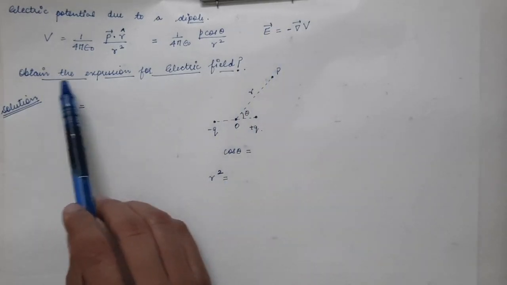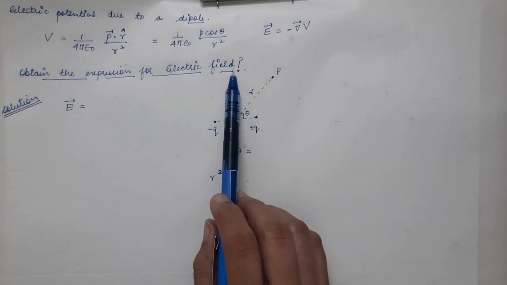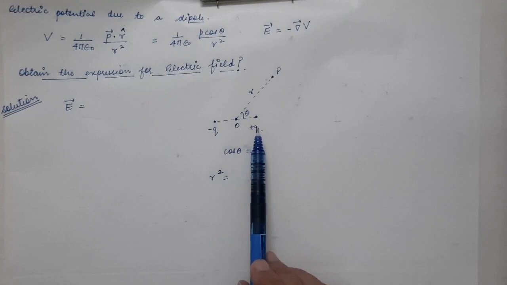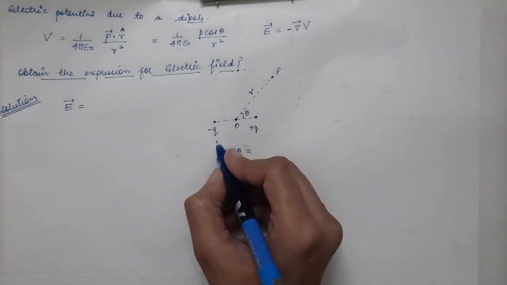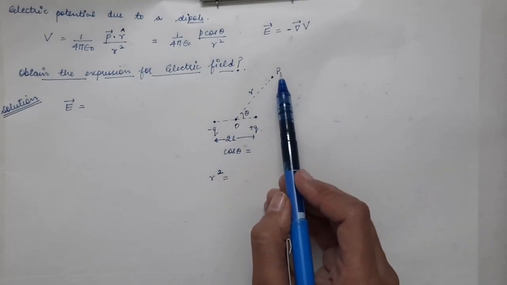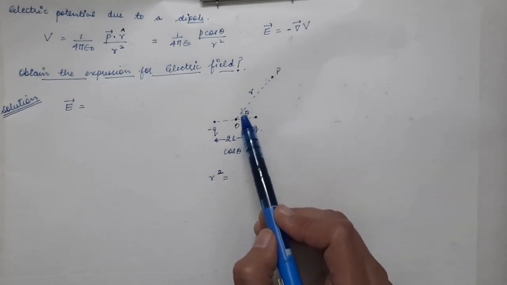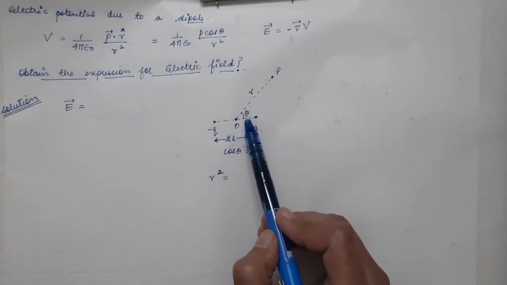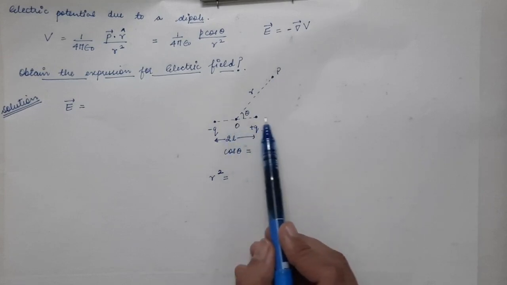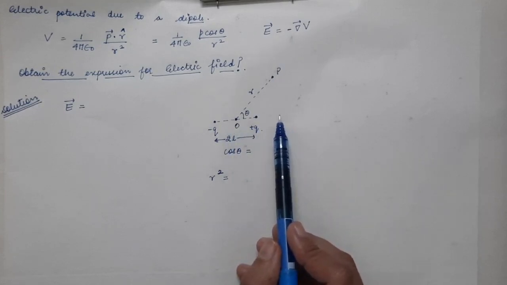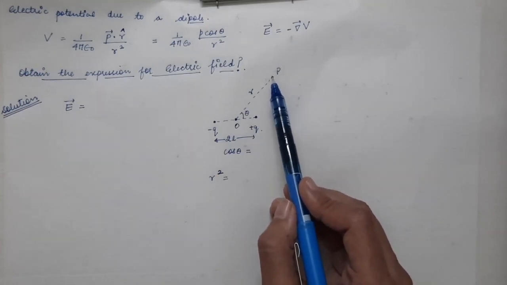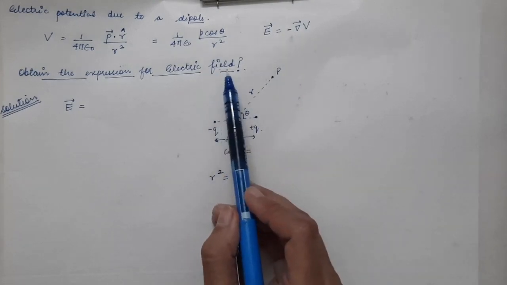So now we are going to obtain the expression for the electric field. This was the dipole which we have considered. This is the minus q charge and the plus q charge, and these two charges were separated by a distance of 2L. P was the observation point at a distance of r from the center of the dipole, and theta was the angle between the OP vector and the direction of the dipole moment. Let's say this is the point where we want to find the electric field.